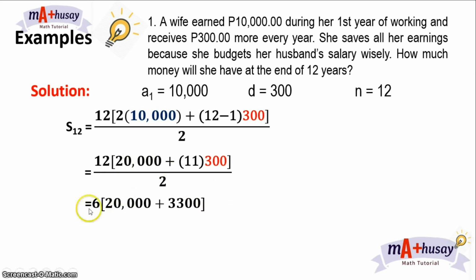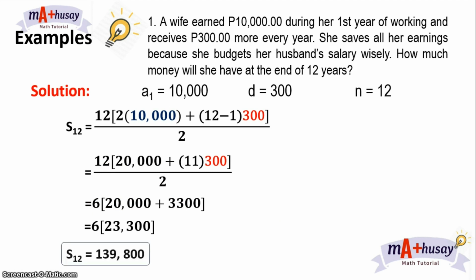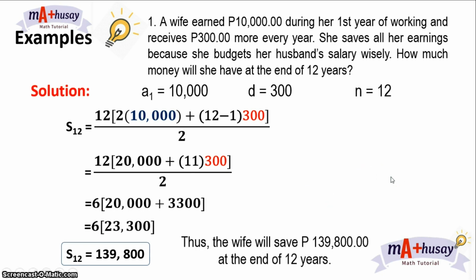So, adding 20,000 and 3,300, you have 23,300. Multiplying it with 6, the result will be 139,800. So, the wife will save 139,800 pesos at the end of 12 years.